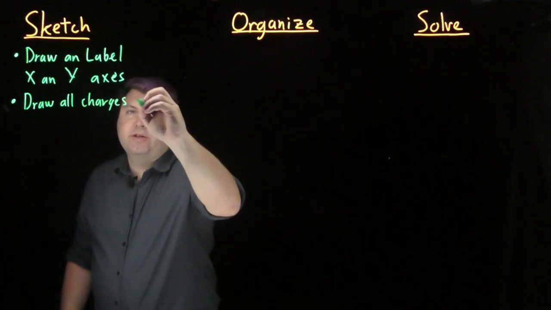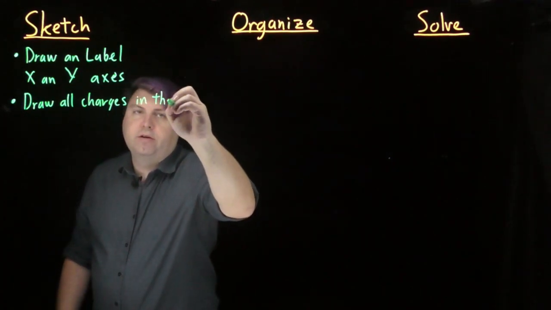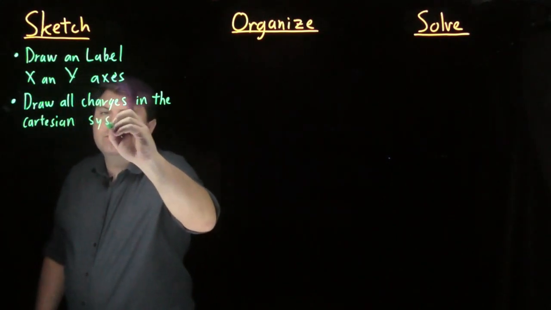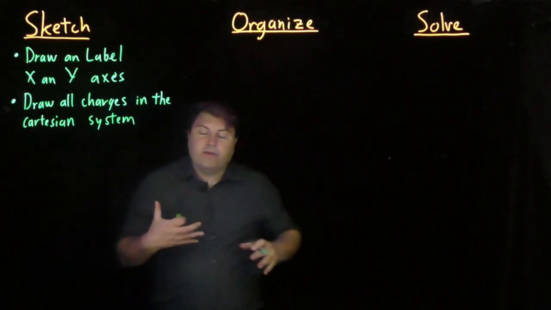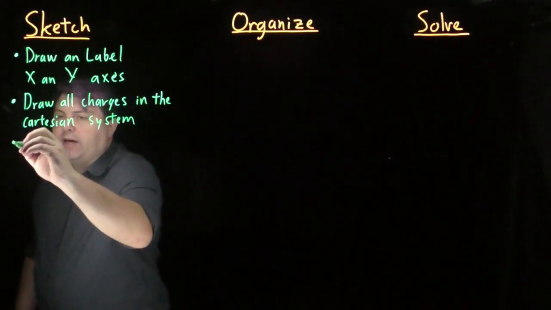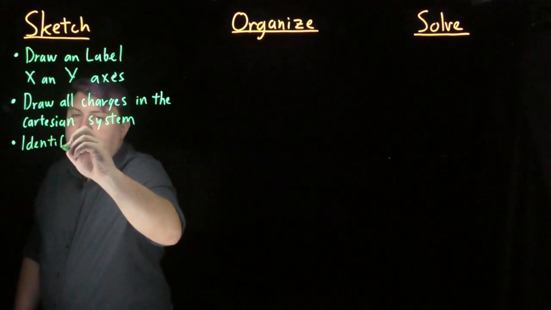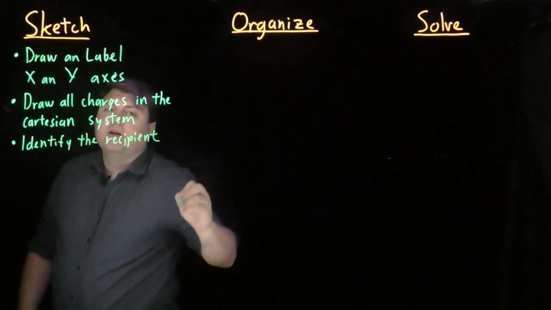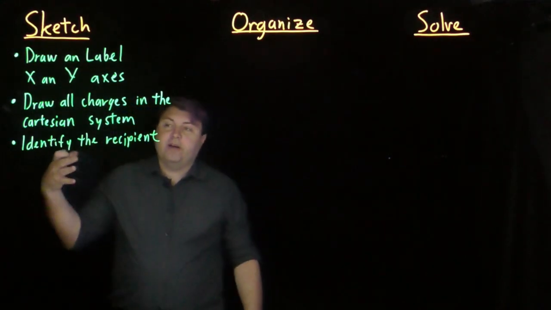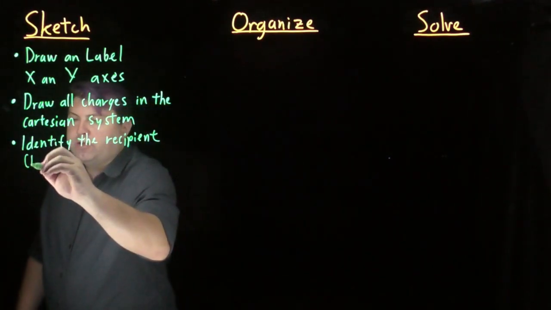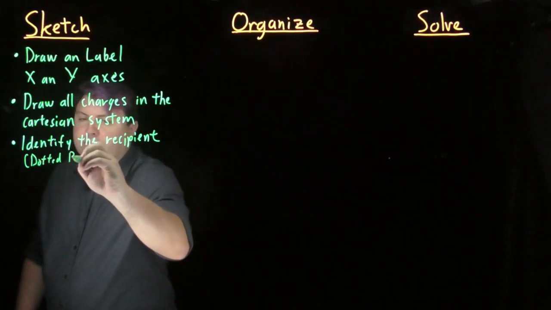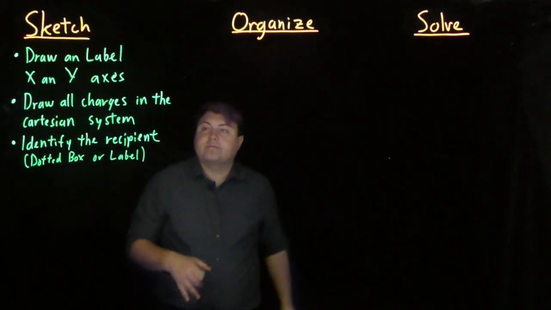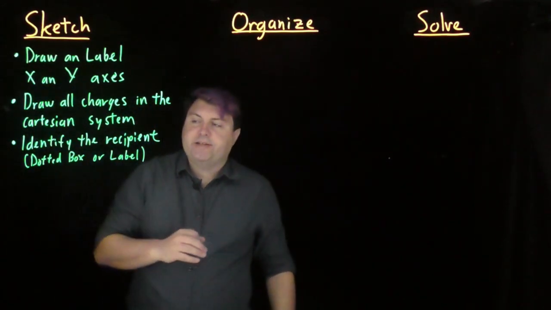And then we want to draw all charges in the Cartesian coordinate system, where they are, of course, and we want to identify the recipient charge, the charge that we are interested in studying. So we can mark this with a dotted box or a label.